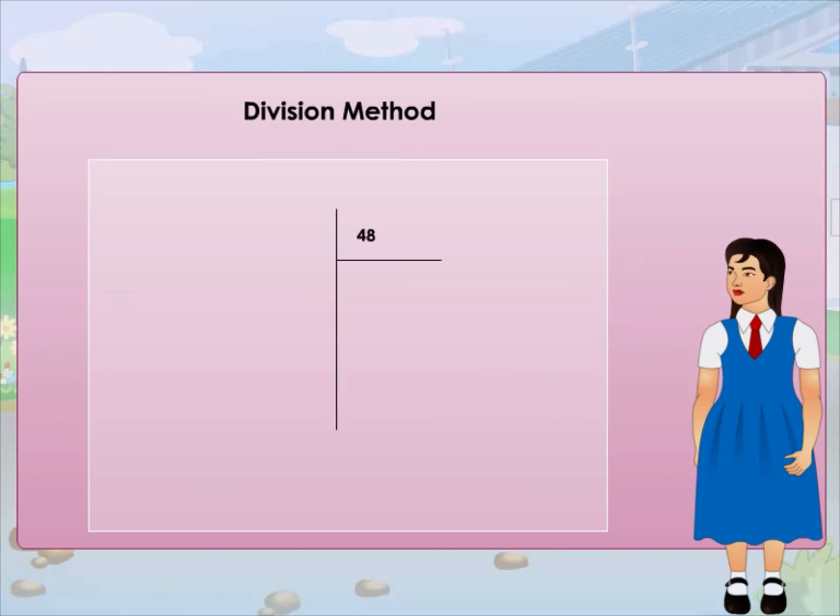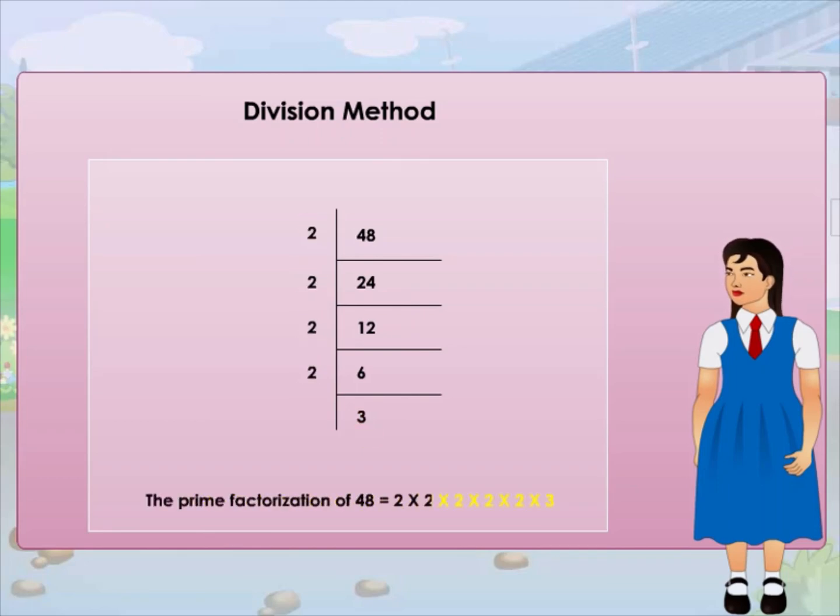Consider the number 48. We have to split the number as a product of prime numbers. 48 can be divided by 2, giving 24. 24 can be divided by 2, giving 12. 12 can be divided by 2, giving 6. 6 can be divided by 2, giving 3. Hence, the prime factorization of 48 is equal to 2 times 2 times 2 times 2 times 2 times 3.